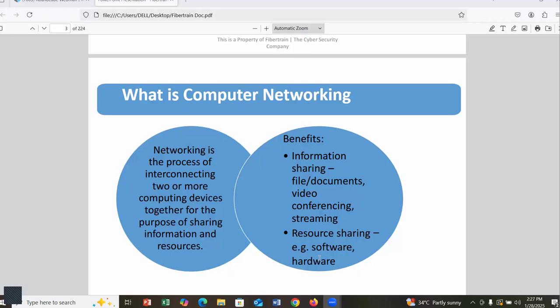So those are the example of hardware and example of software. Now when we're talking about resources sharing, in which way does resources sharing give us software? For example, let's assume I'm working for an organization and I have like 10,000 PCs on the network. Maybe there is a need for me to install antivirus on each computer on the network.